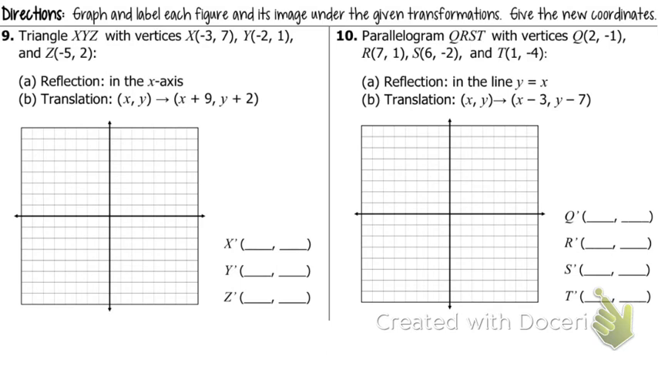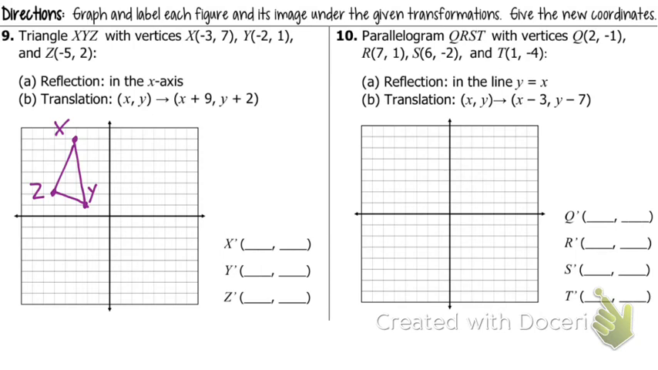So our first step is to graph the triangle XYZ. X is at -3, 7. Y is at -2, 1. And Z is at -5, 2. Now, what's our first transformation? To reflect over the x-axis.